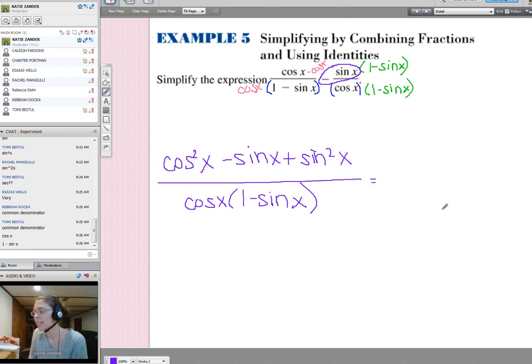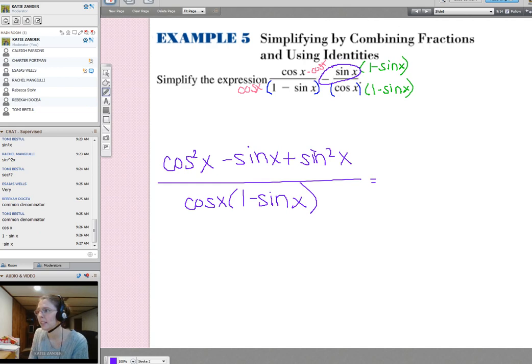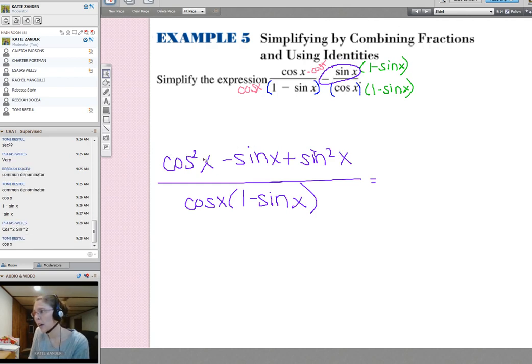All right. Does anything catch your eye in that numerator? So it'd be awesome if we could try to simplify that. The minus sine x, okay. What else might catch your eye? Yeah, I think the cosine squared x and the sine squared x catch my eye.